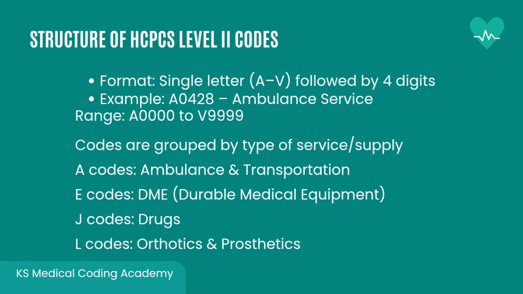Structure of HCPCS Level 2 codes. HCPCS Level 2 codes follow a simple structure. They begin with a letter from A to V, followed by 4 digits. For example, code A0428 refers to ambulance transport. Each letter corresponds to a category: A for ambulance, E for equipment, J for drugs, and so on.